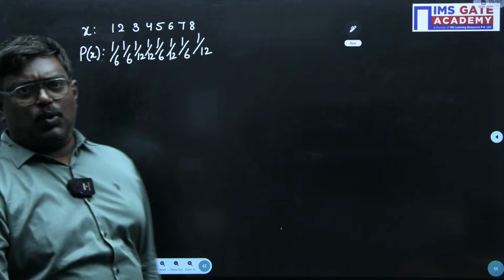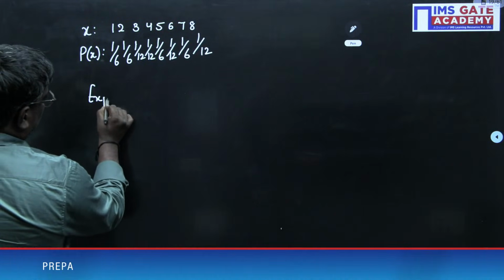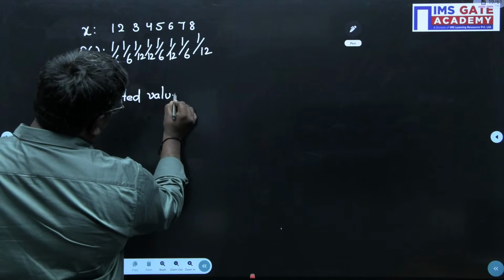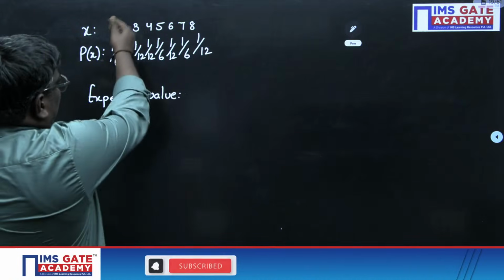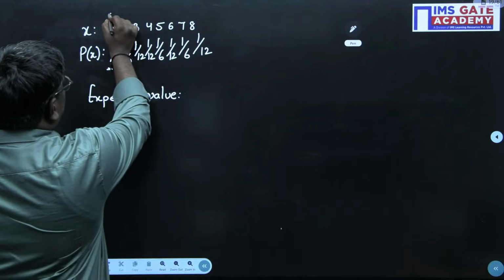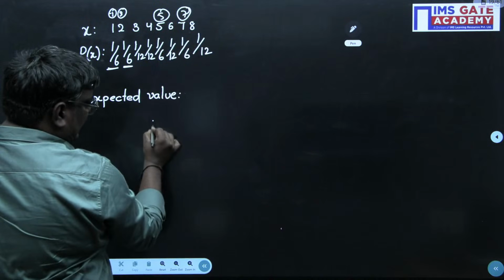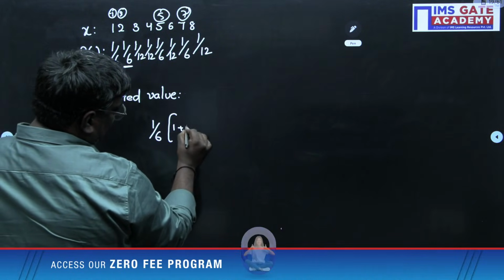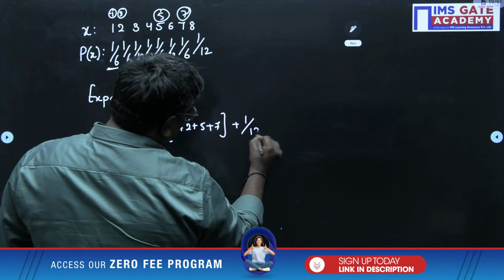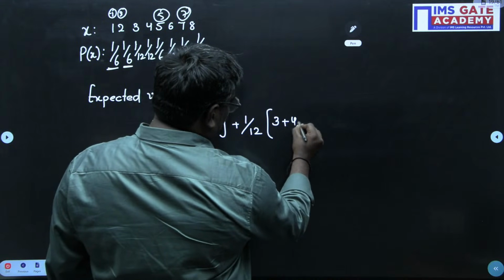Now, what he is asking here is the expected value. Expected value is something like multiply both of them, you will get the answer. So if I take 1 by 6 common, 1 by 6 is for 1, 2, 5, and 7. So I can take 1 by 6 into 1 plus 2 plus 5 plus 7 plus 1 by 12 into the remaining values: 3 plus 4 plus 6 plus 8.